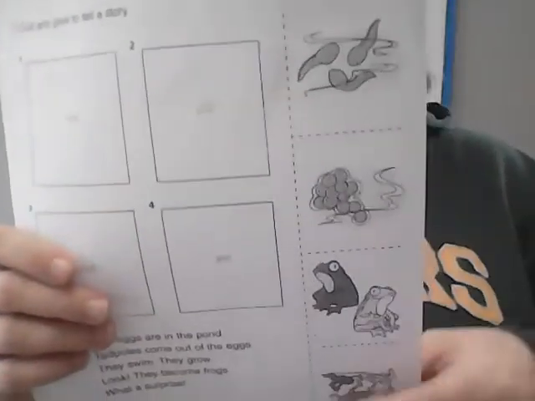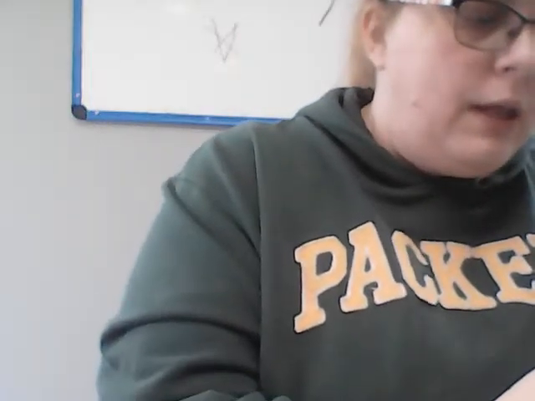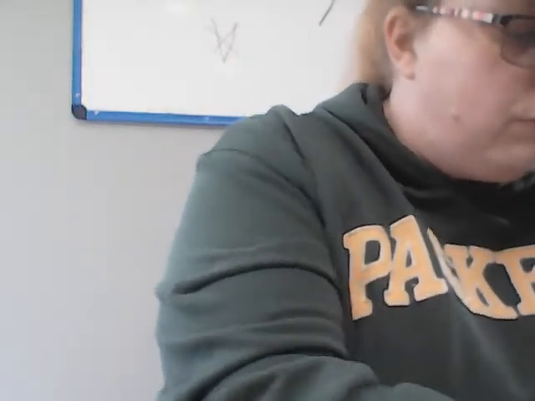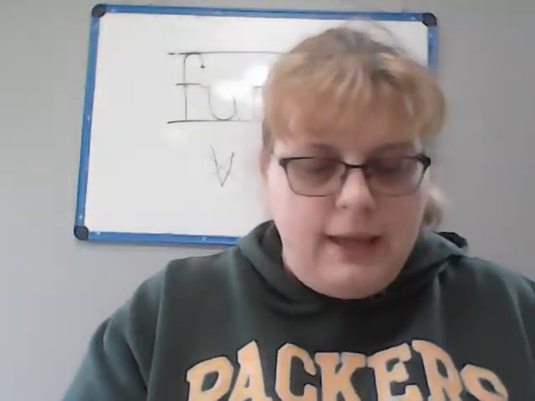On this page, what you're going to do is cut out this side, and put them in order how a frog grows. So we have the 4 main stages. There's subtleties to other stages. These are the 4 main stages. So a frog starts off as an egg. It starts off as an egg.